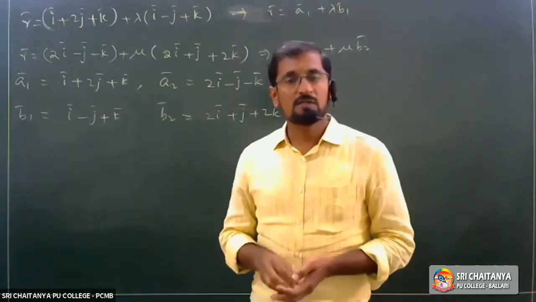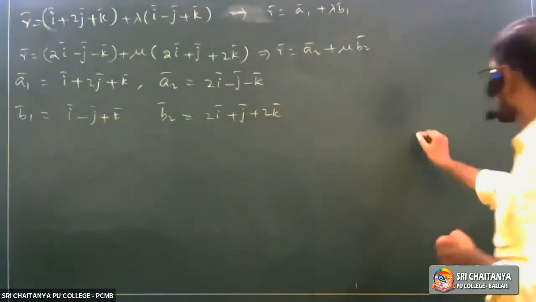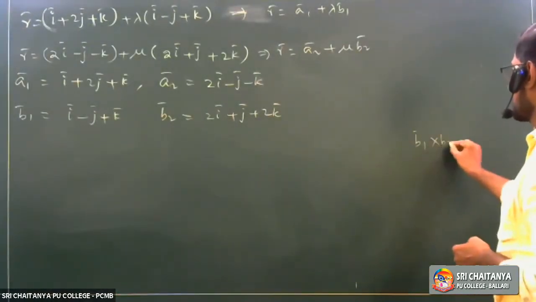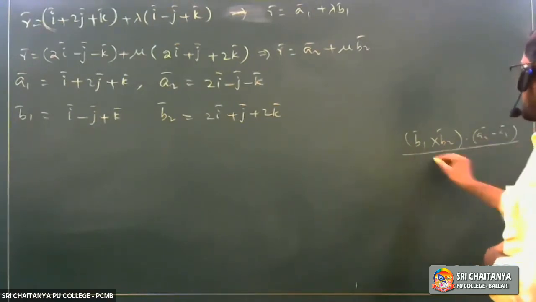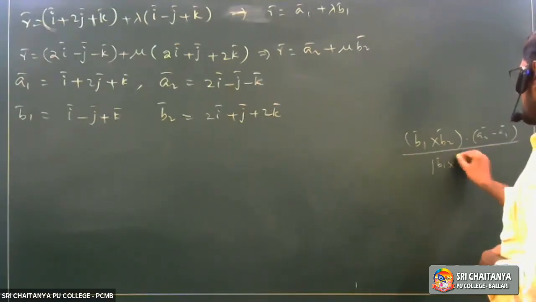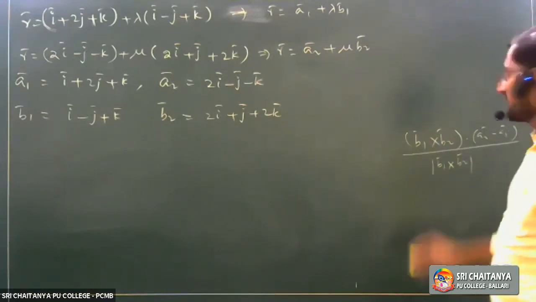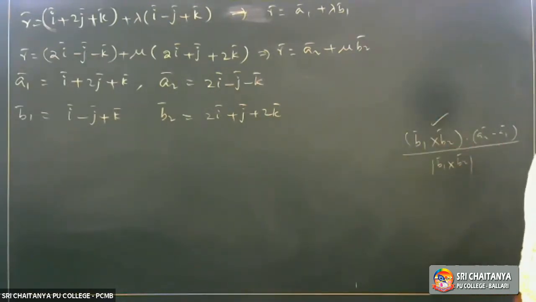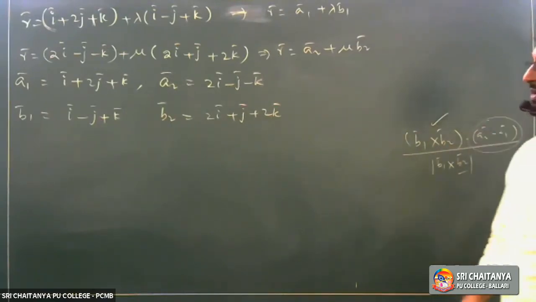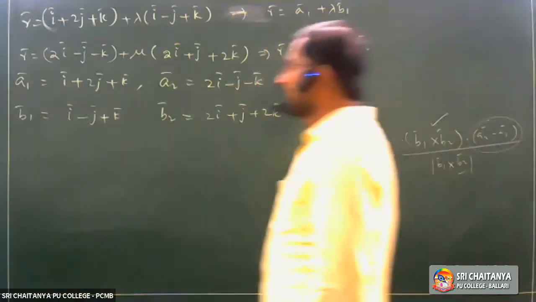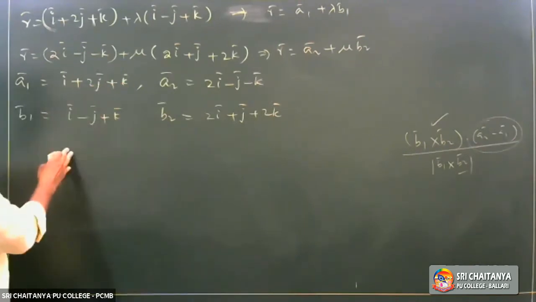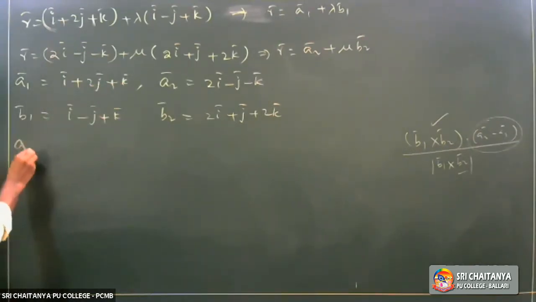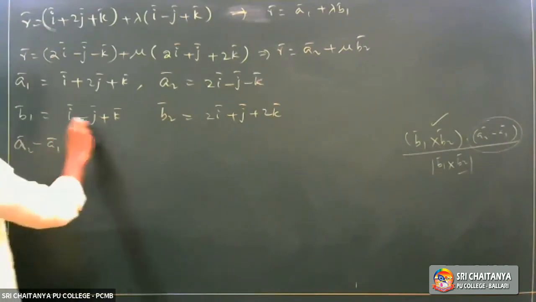What is our shortest distance formula? B1 bar cross B2 bar dot A2 bar minus A1 bar upon mod B1 cross B2. Am I right? You require to find B1 cross B2 and its modulus. Similarly, you require to find A2 bar minus A1 bar. From this one, here you got A1 and A2. Now just find out A2 bar minus A1 bar initially.